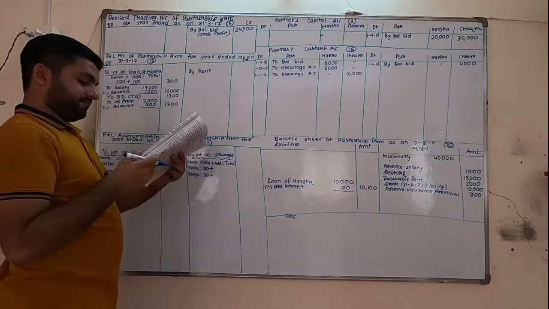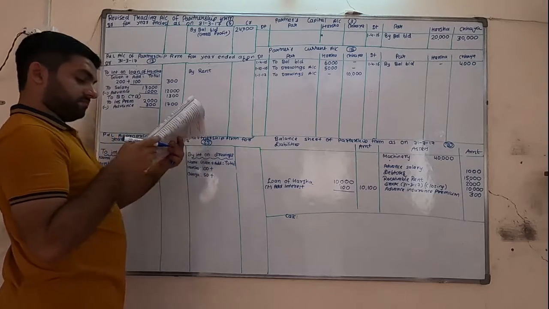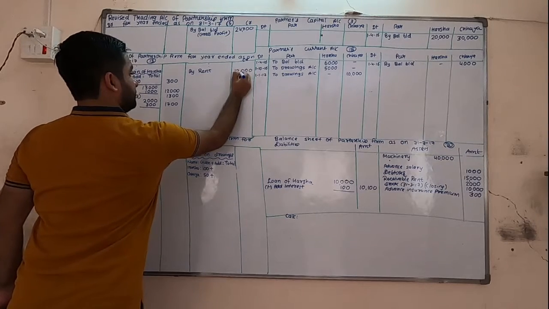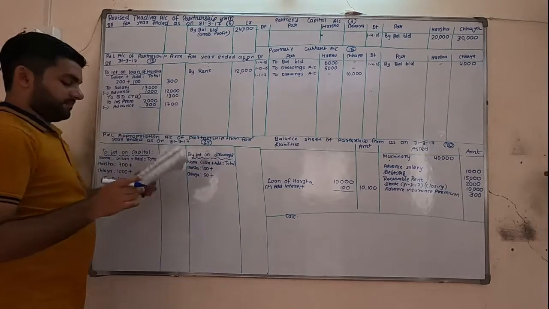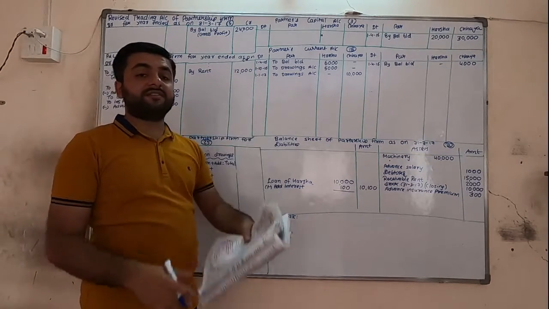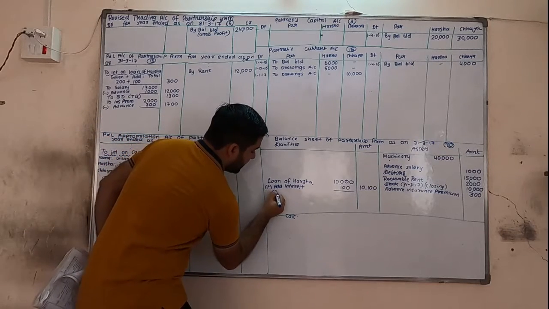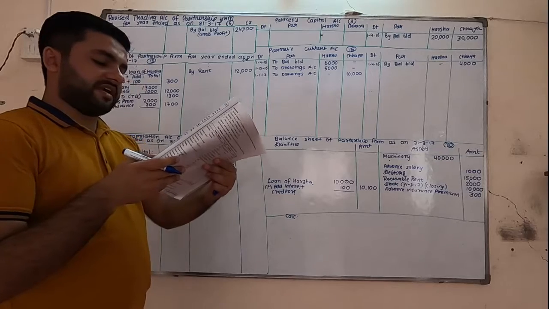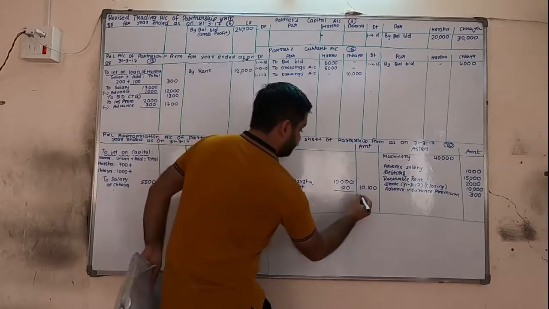by rent. Rent is 12,000. Next, creditors. Creditors are all liability, so on the liability side, no adjustment, so directly in the outer column 5,000.